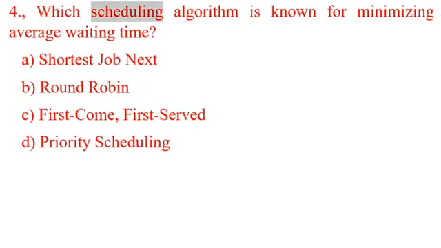4. Which scheduling algorithm is known for minimizing average waiting time? A. Shortest job next. B. Round robin. C. First come, first served. D. Priority scheduling. Your time starts now.